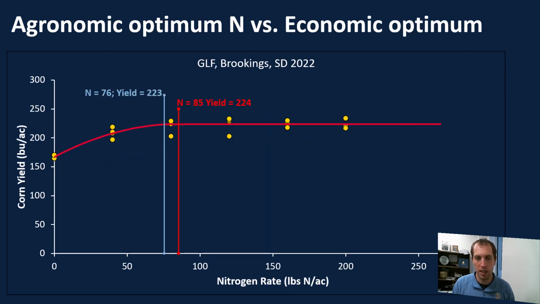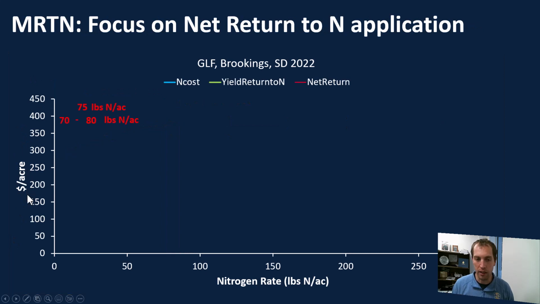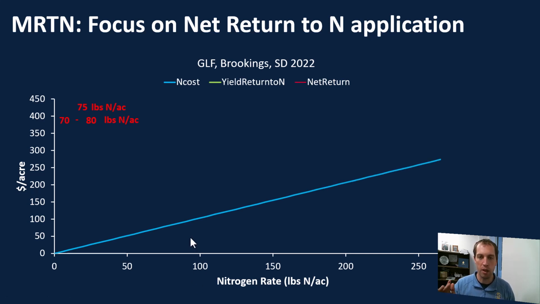That's a really big difference. If we want to look at this example, we're going to stick with this Brookings field and change it a little bit. Instead of looking at corn yield on the y-axis, we're going to be looking at dollars per acre. And here we're still looking at nitrogen rate. We're going to have three lines show up. This first one is nitrogen cost. As you can imagine, as you apply more nitrogen, just like this blue line goes up, our cost of nitrogen goes up.